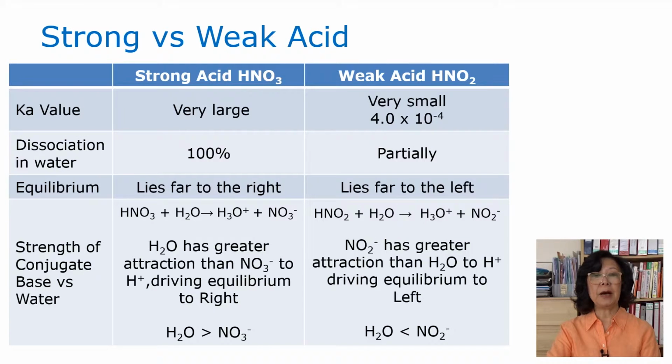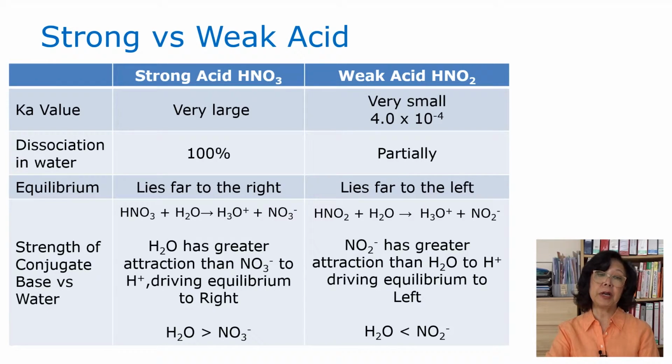Now, if we compare a strong and a weak acid: the strong acid, nitric acid, has a very large Ka value, which is not published in the book, but the weak acid, nitrous acid, has a very small Ka value. It is 4 times 10 to the negative 4. In terms of dissociation, the strong acid HNO3 ionizes 100%, but the weak acid only partially ionizes. Therefore, for HNO3, equilibrium lies far to the right. For HNO2, equilibrium lies far to the left.